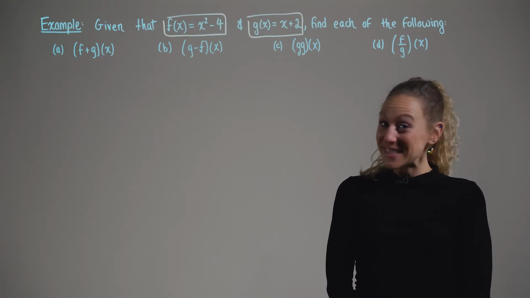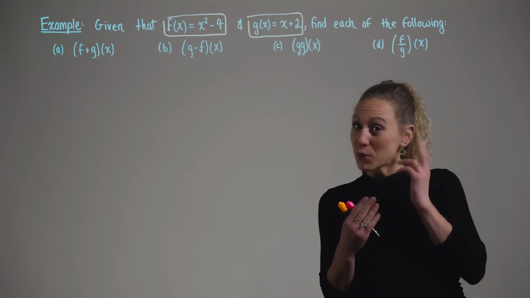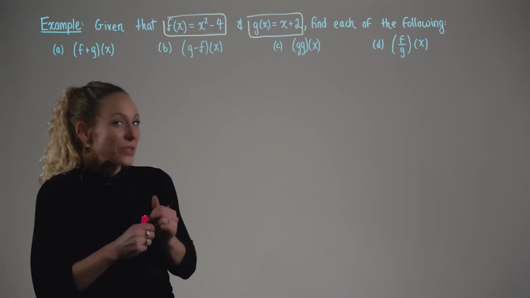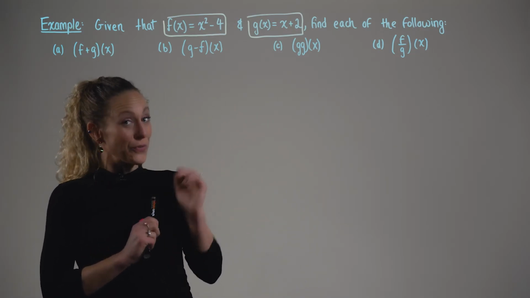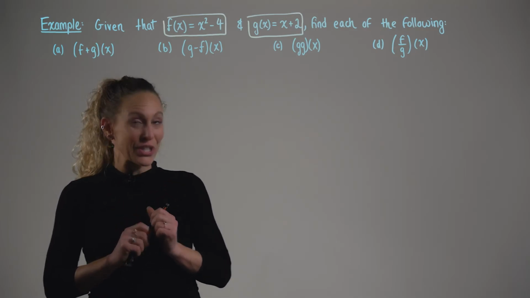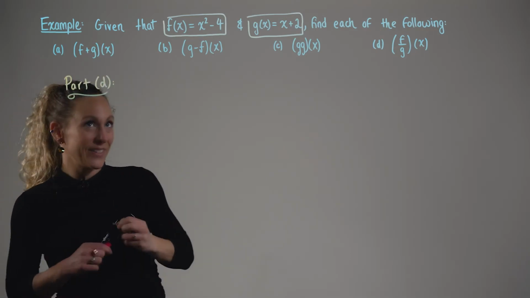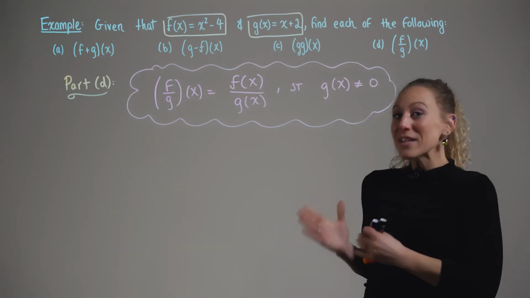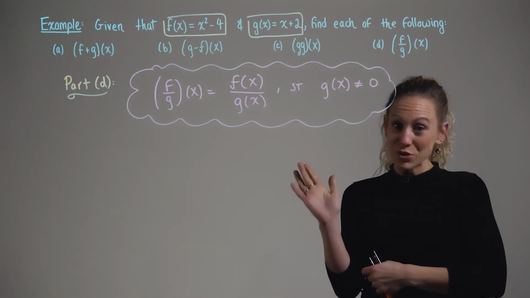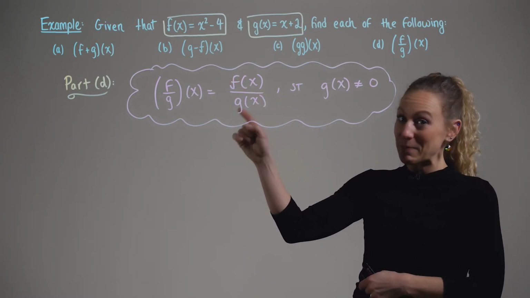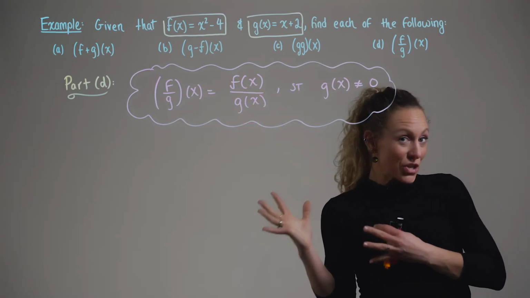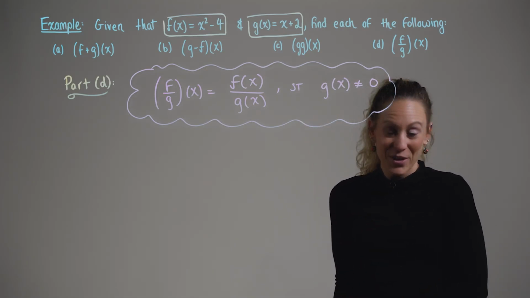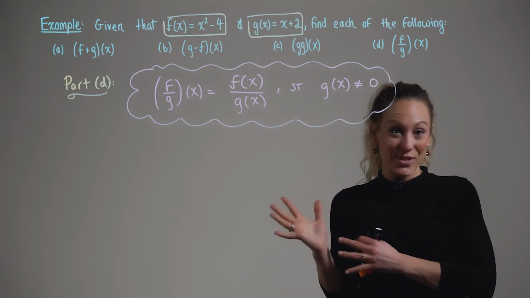Now in part D, we're asked to find the quotient. So let's begin by recalling how we find the quotient of 2 functions and any special restriction. So let's start by reminding ourselves that the quotient of function f of x by g of x has the additional restriction that the denominator cannot be equal to 0. So we'll keep this in mind as we start solving here.